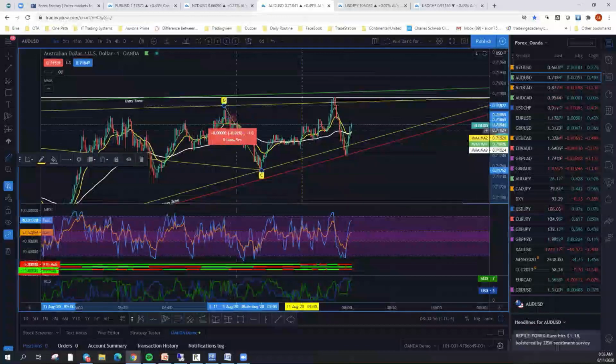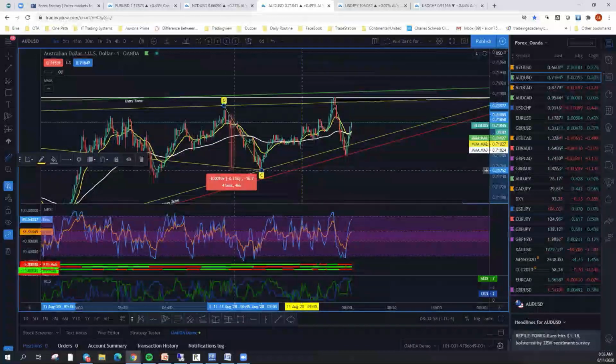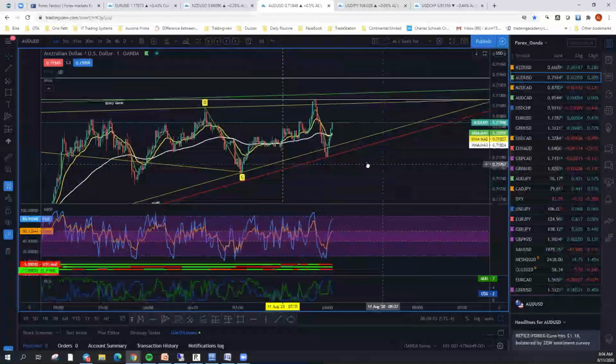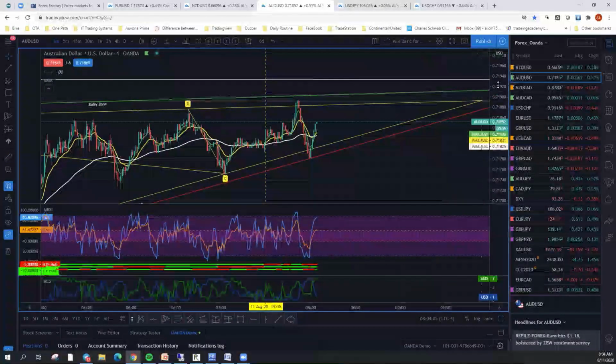Here's where the D anchored, and then the C, and that was, again, only about a 10 pip range. So it's hard to say which way this thing's going to go.